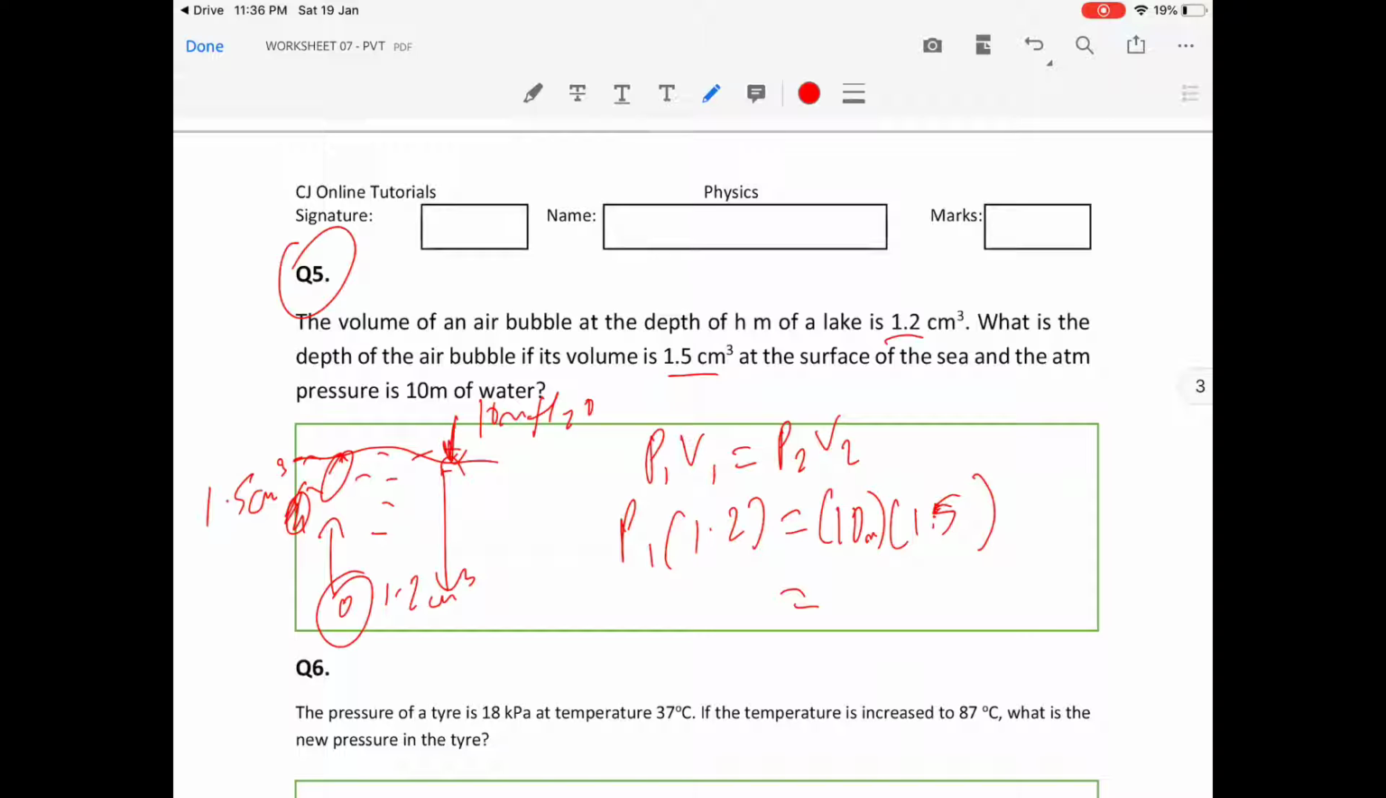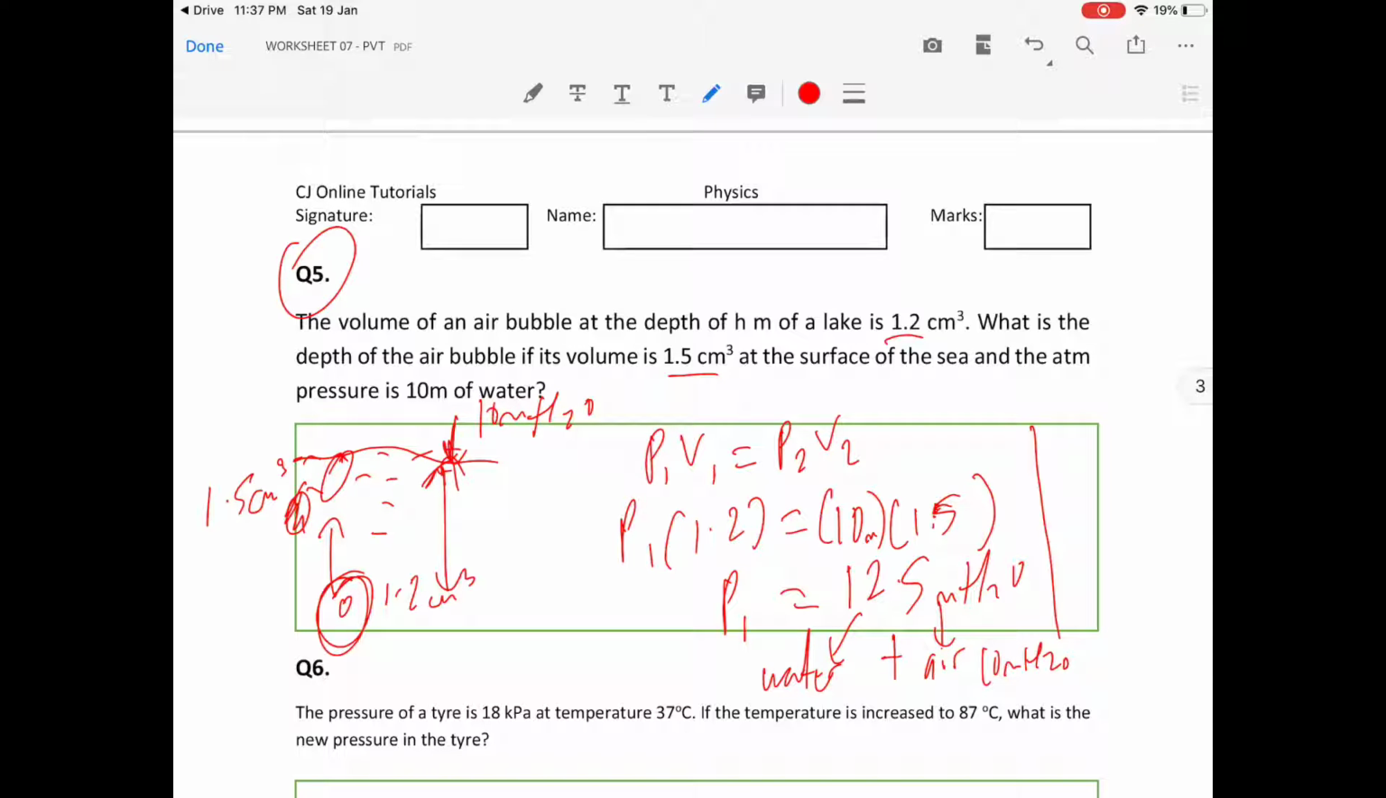Again, just plug into your calculator. 10 times 1.5 divided by 1.2. P1 equals 12.5 meter H2O. But again, this is the pressure that this bubble experiences here. As I said in the previous question, you need to break this down. This pressure is not purely from the depth of the water. This pressure is from water and also from air. What is the pressure from air? Air is 10 meter H2O.